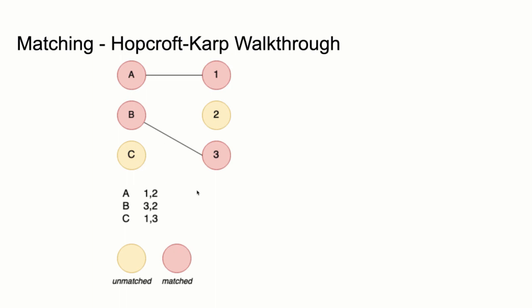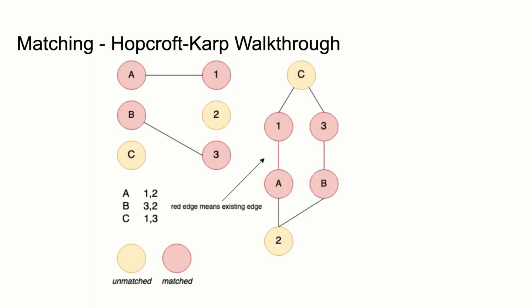So here we have a matching, but is it the maximum matching? We don't know. Now let's do the steps to find the maximum matching. The way that we find a maximum matching is we start with an unmatched node right here. We'll start with node C, and then we're going to construct a graph based on the existing bipartite graph.